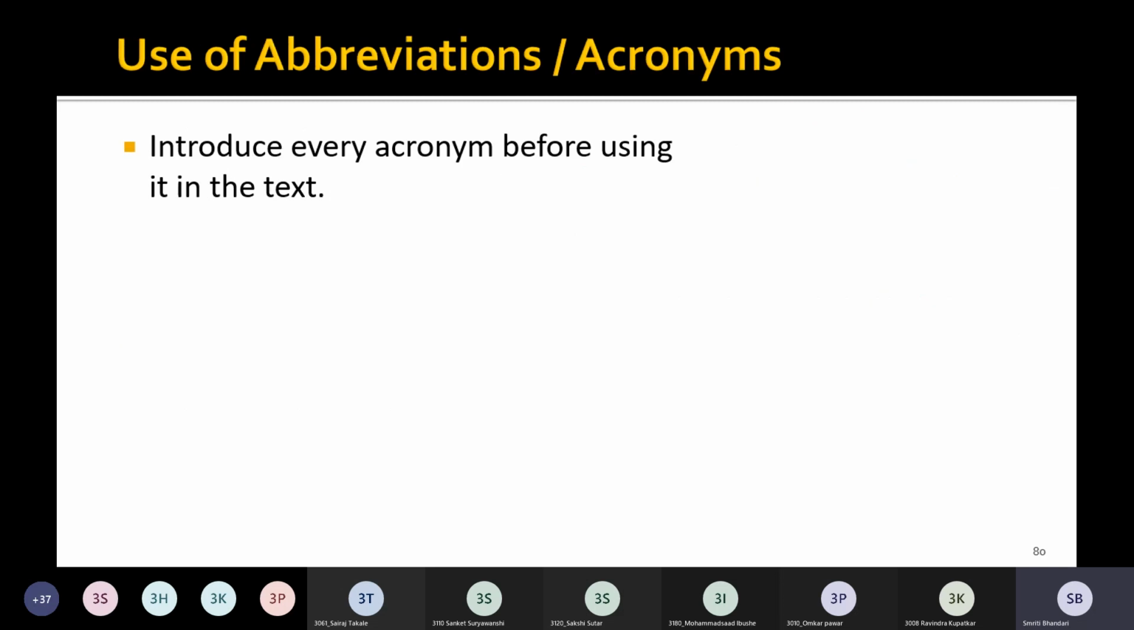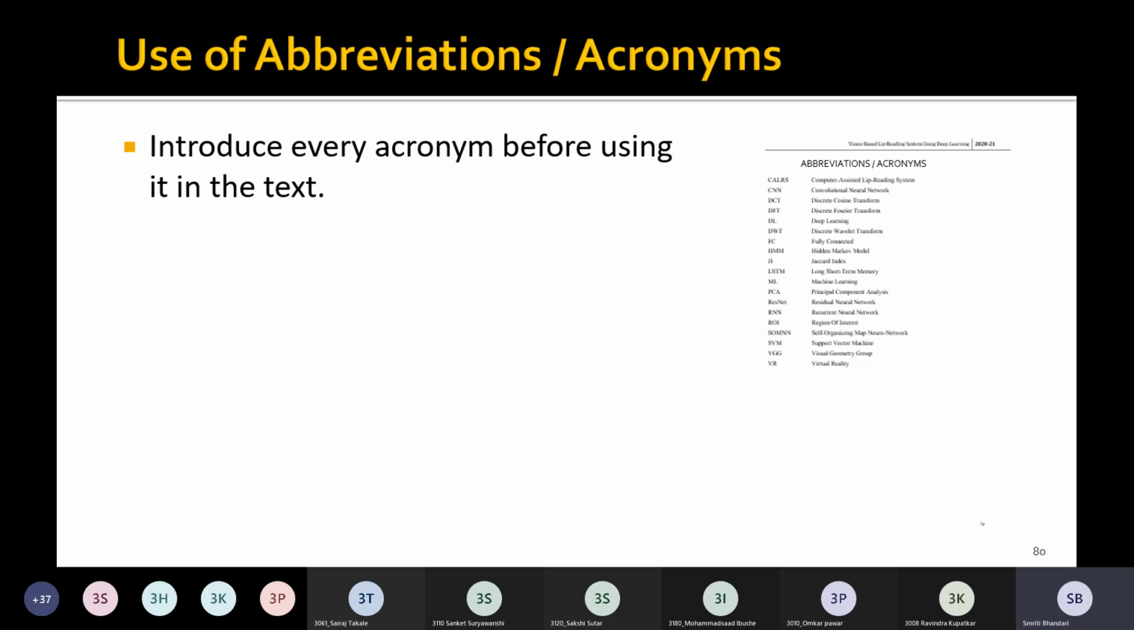Next, we talked about the use of abbreviations and acronyms. So usually in a project report, we have the list of abbreviations or acronyms, which is an alphabetical list, and that represents whichever short forms we are using along with their full forms. Okay, so we produce such a table initially, and we have such a table in the initial pages of the report. So we introduce every acronym before we use that acronym in the text.